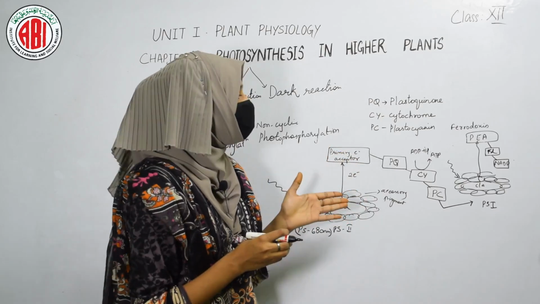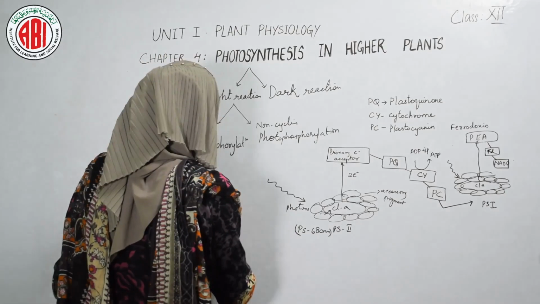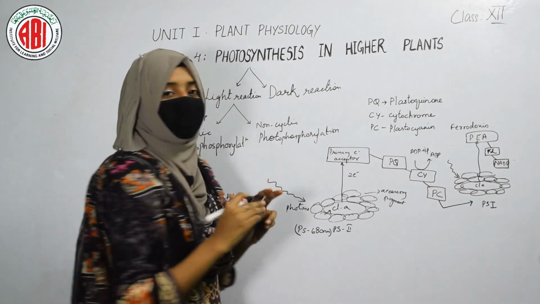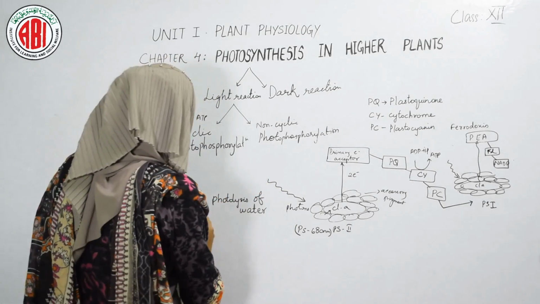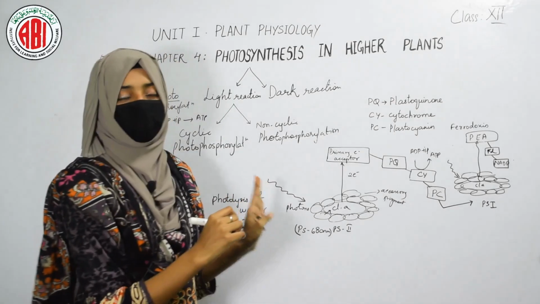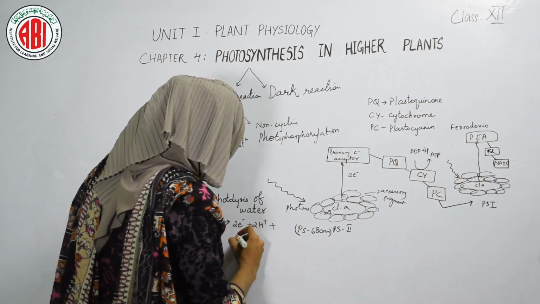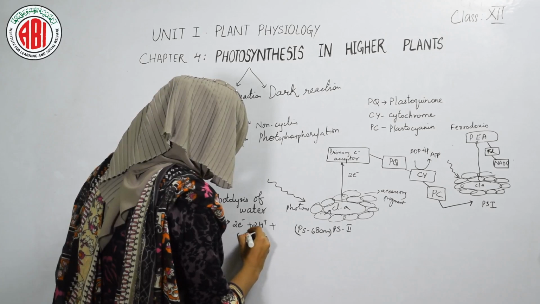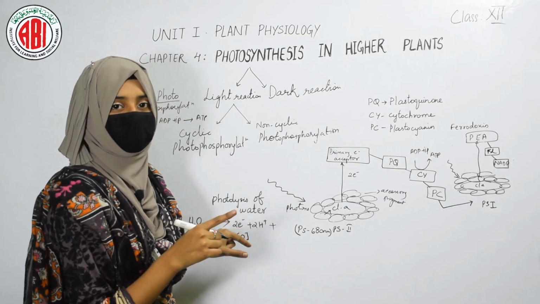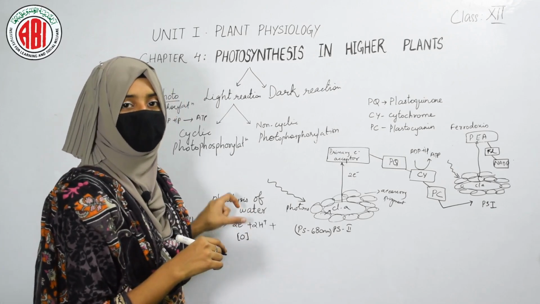So from where are the hydrogens going to come? Here in the PS2 system, photolysis of water takes place. Photolysis of water is nothing but the splitting of the water molecule. The splitting of the water molecule results in the formation of two electrons, two protons and one nascent oxygen. Here only one atom of oxygen is present. That is the reason we are writing it in a bracket, and this oxygen is called nascent oxygen.